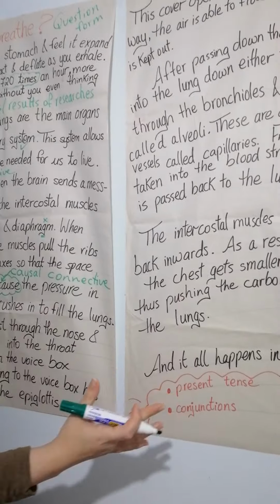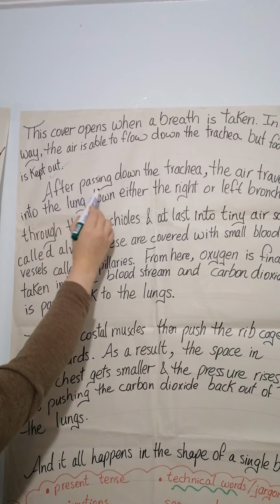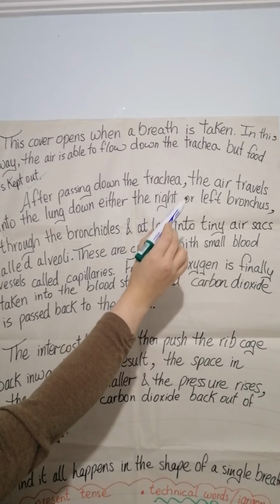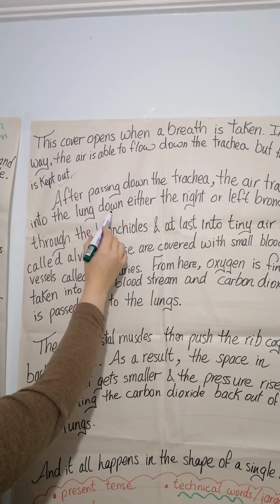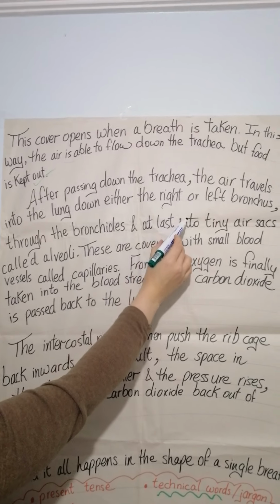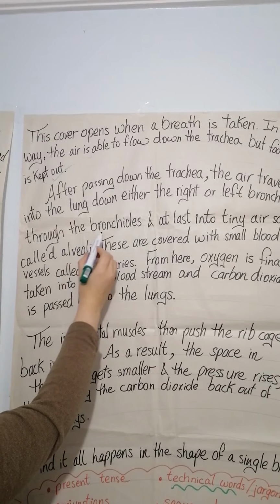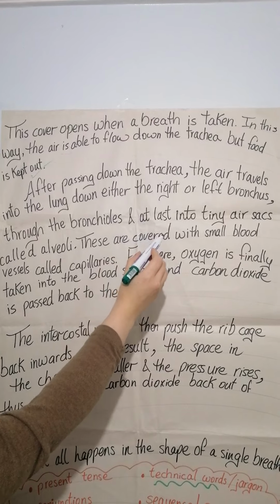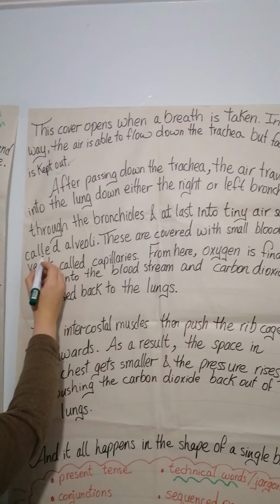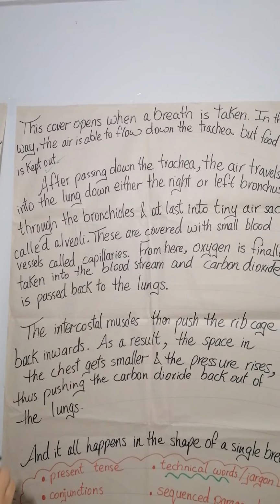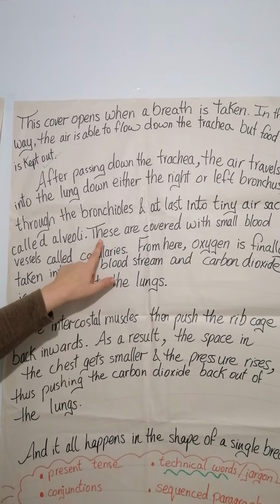This cover opens when a breath is taken. In this way, the air is able to flow down the trachea, but food is kept out. After passing down the trachea, the air travels into the lung, down either the right or left bronchus, through the bronchioles, and at last into tiny air sacs called alveoli. These are covered with small blood vessels called capillaries.